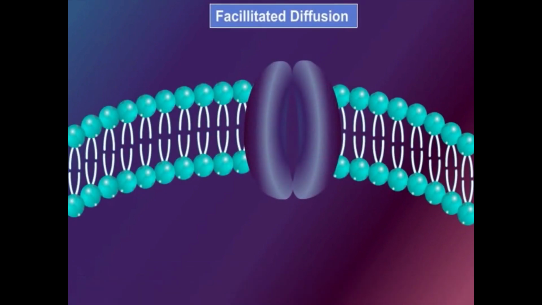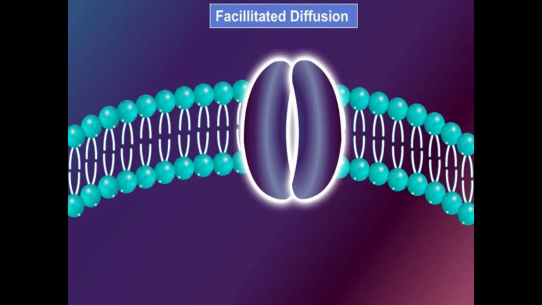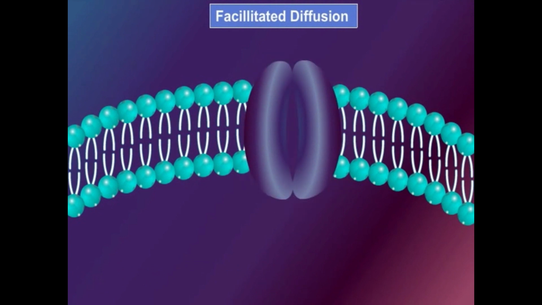Have you heard of facilitated diffusion? I'll tell you what it is. In this process, a special carrier protein with a central channel acts as a selective corridor, which helps in the movement of molecules across the membrane. Now let us understand the process.